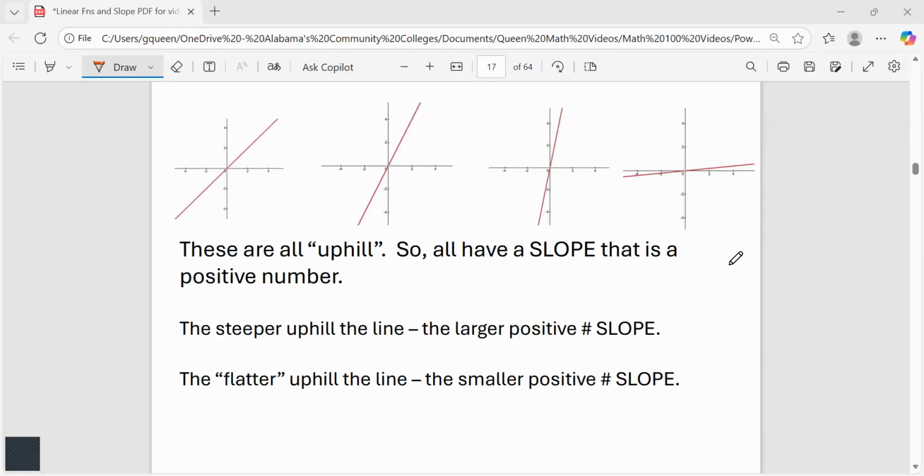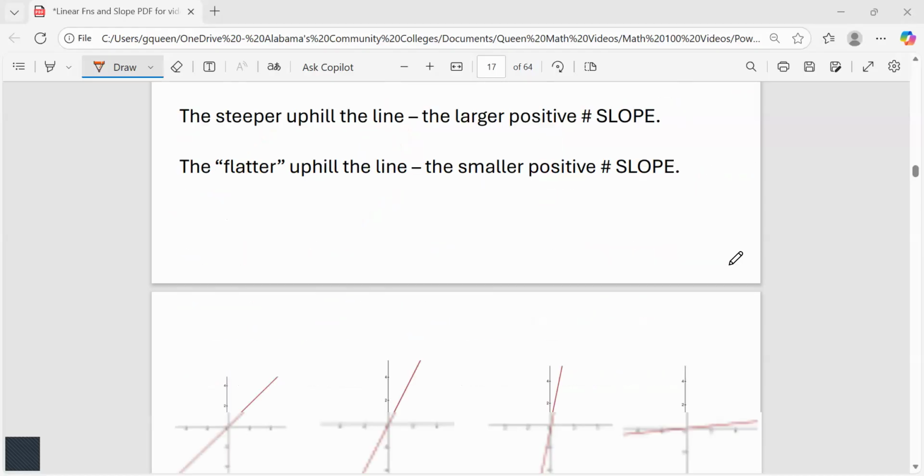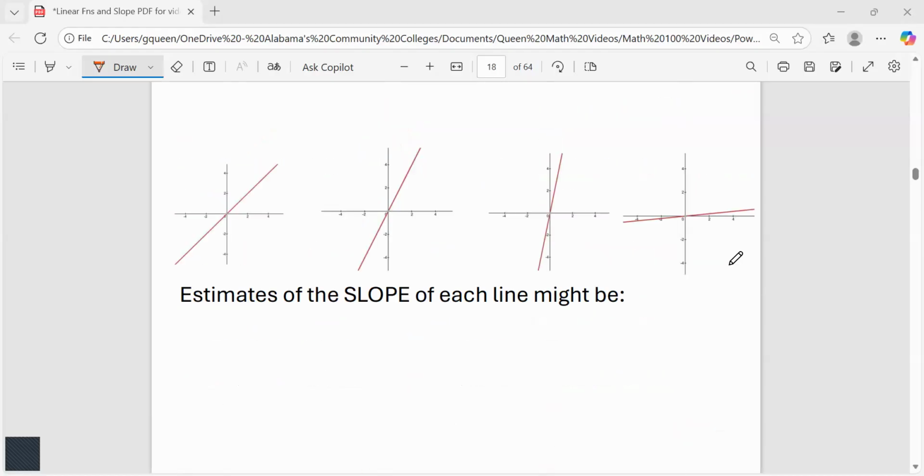So here's how it works. The slope will be a positive number, but the steeper uphill the line is, the larger the positive number representing the slope will be. The flatter or shallower the steepness of the line, then the smaller the positive number. So, for example, if we were going to guesstimate looking at these, let's estimate the slope of what the lines might be. So let's start with this first one here.